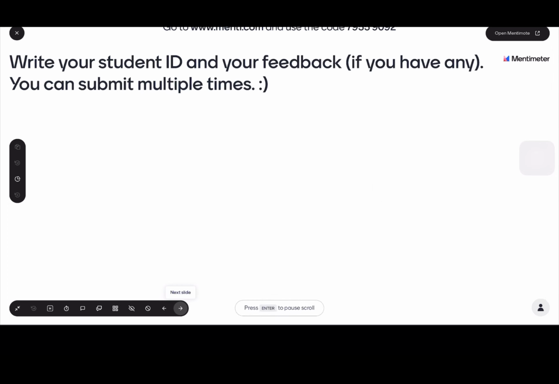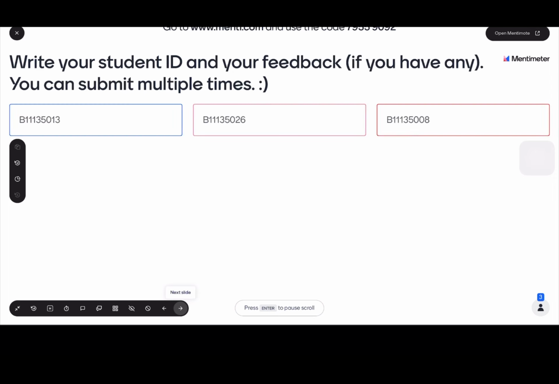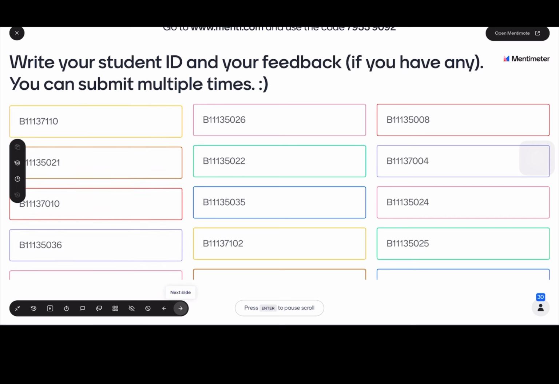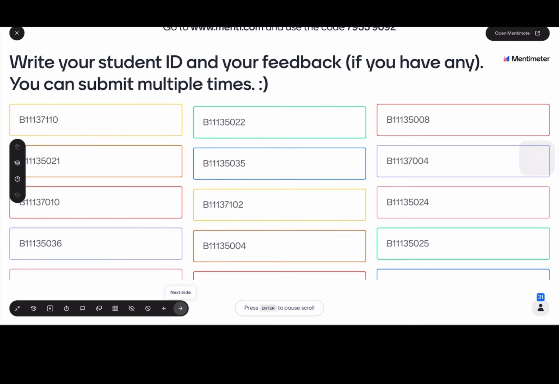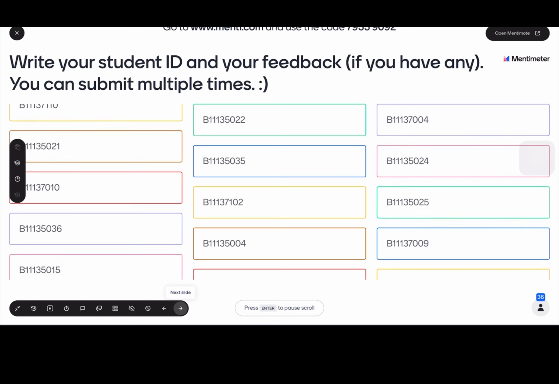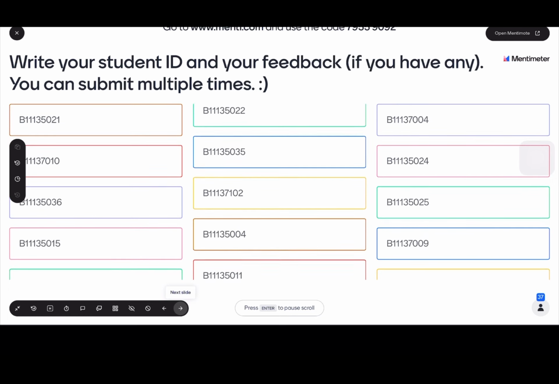Okay, one more. Your ID and feedback, anything, maybe about the quiz, TA. Okay. I'm planning to give you homework maybe by this weekend. If you finish, then see you tomorrow.